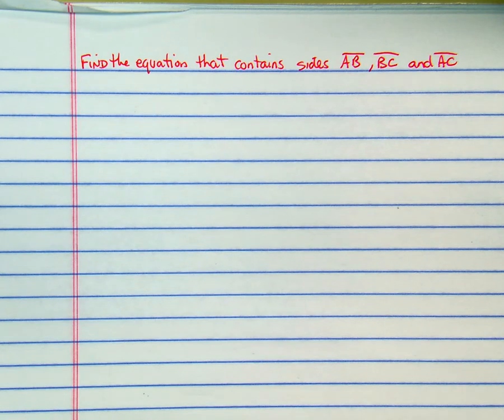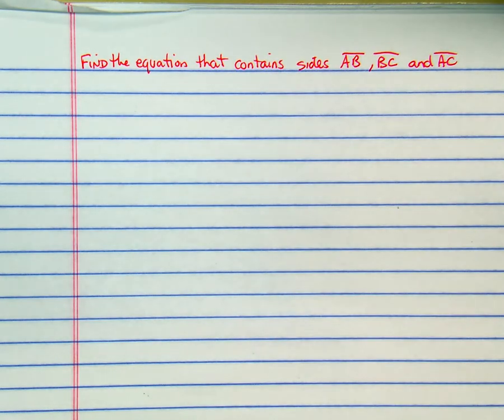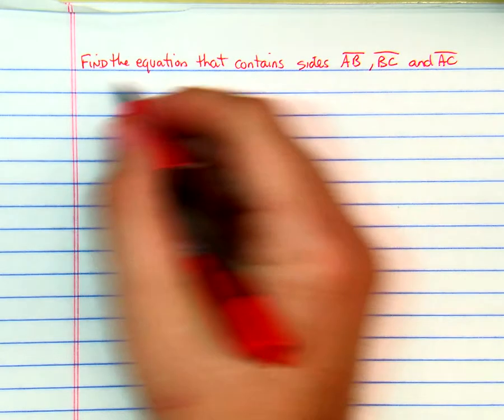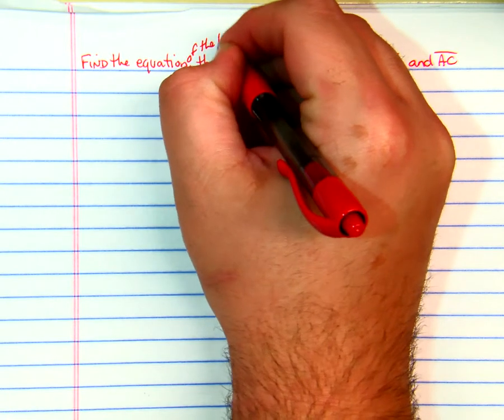Alright, so what we're going to do is find the equations of the sides that contain AB, BC, and AC. And I should have said of the lines.